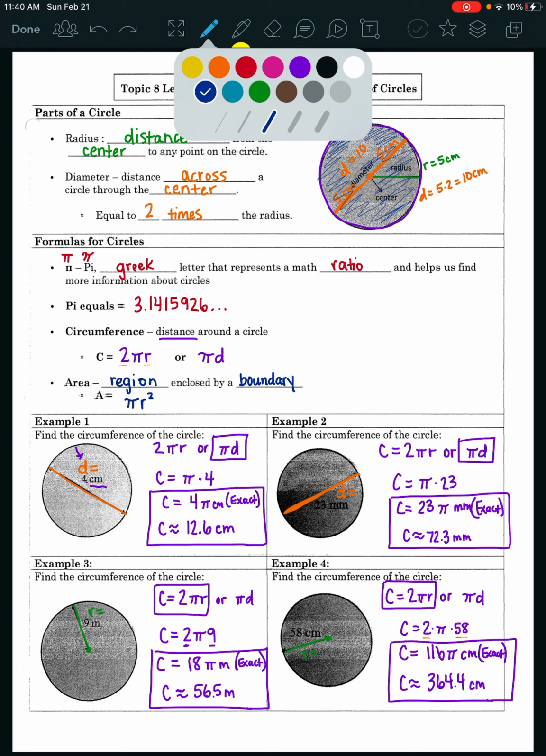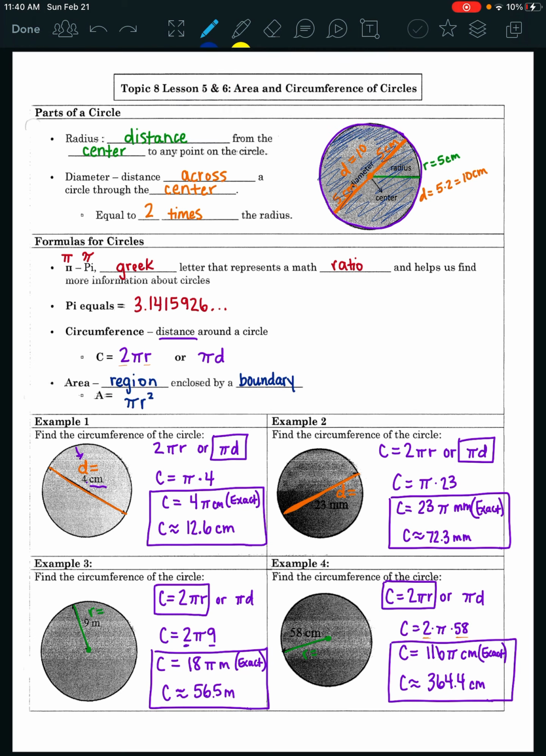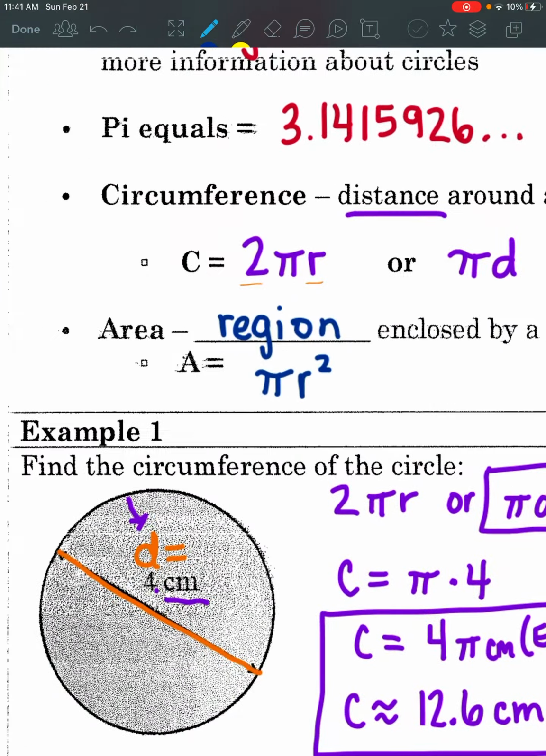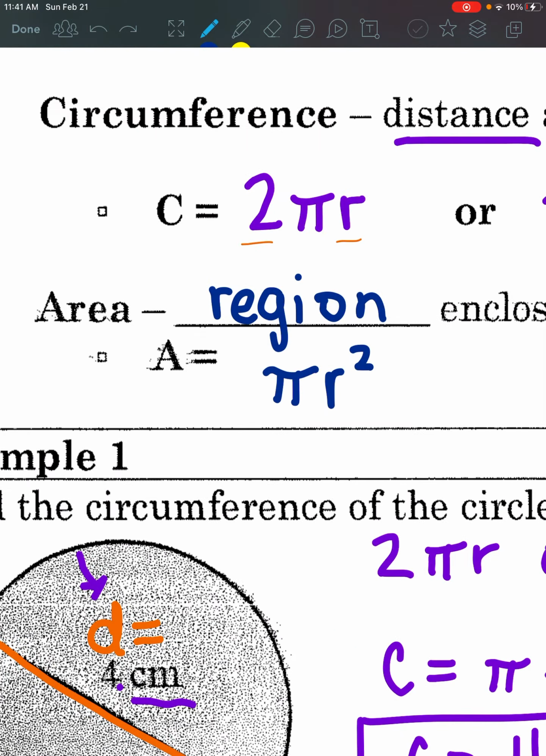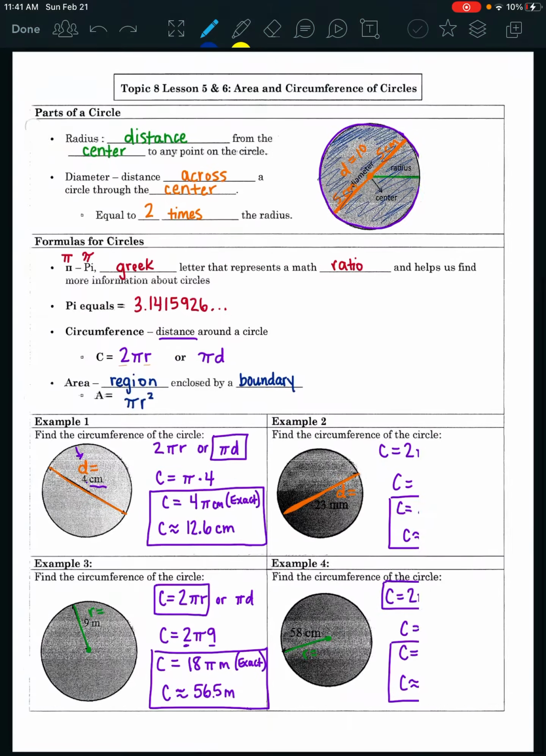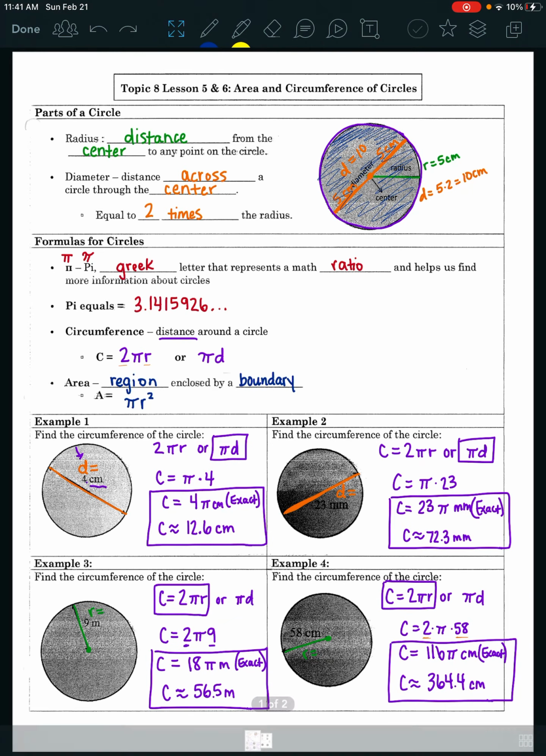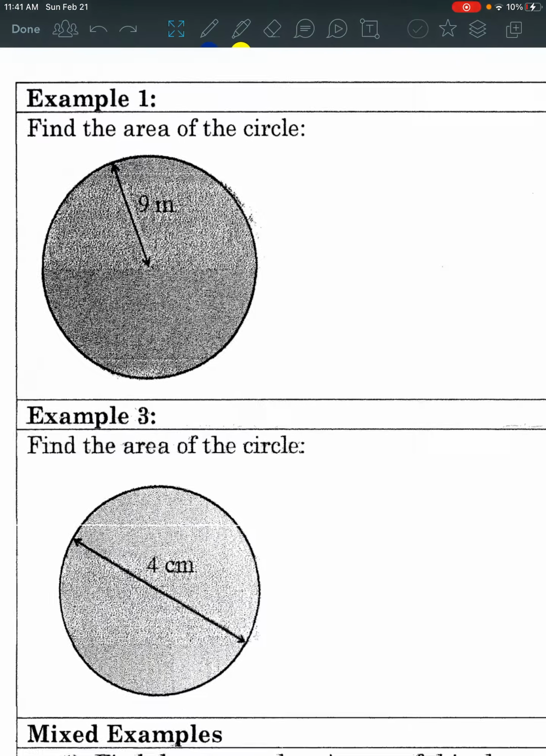So we have discussed everything on this page, the parts of the circle, the radius, the diameter. We talked about circumference and those formulas. Well, now we are going to focus on the area formula, pi r squared. So on the back side, we have area examples.